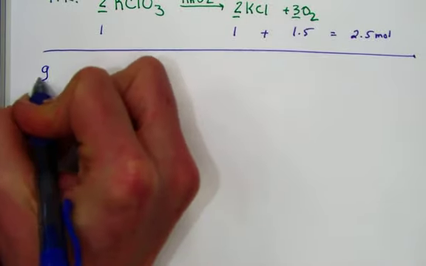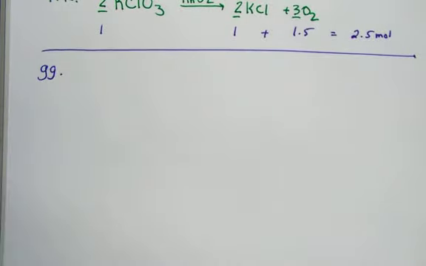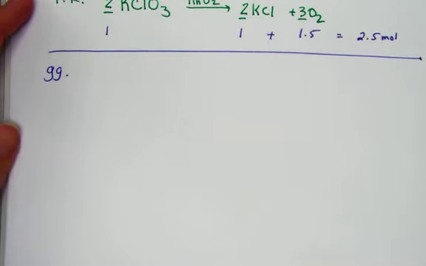Letter G. G comes next. Dilute hydrochloric acid placed into a solution of potassium sulfite, and we're being asked to consider the spectator ions.